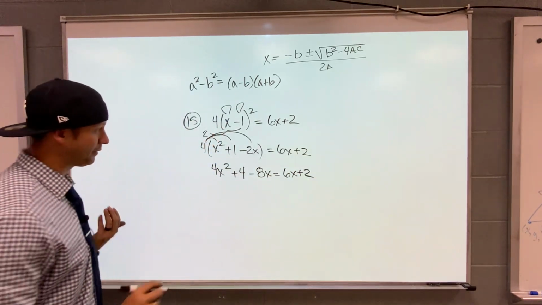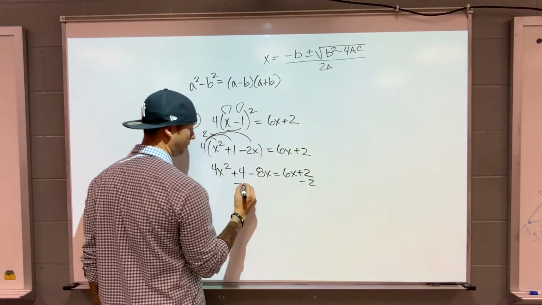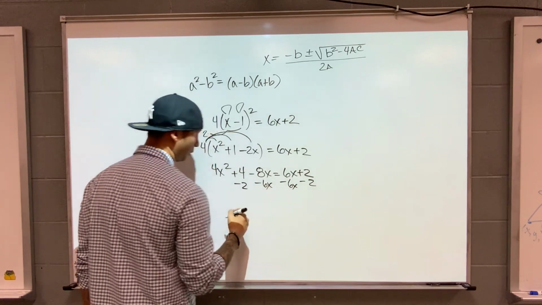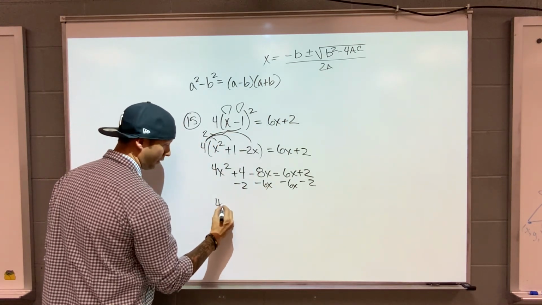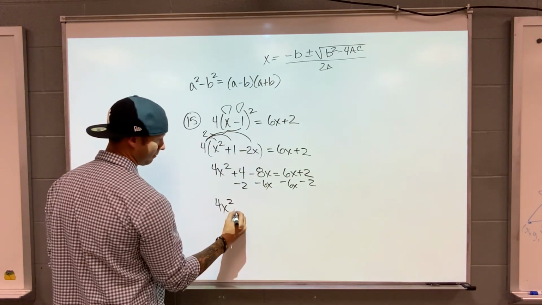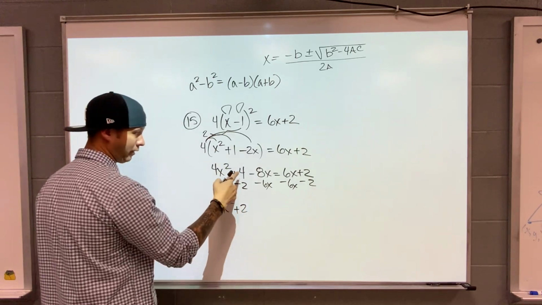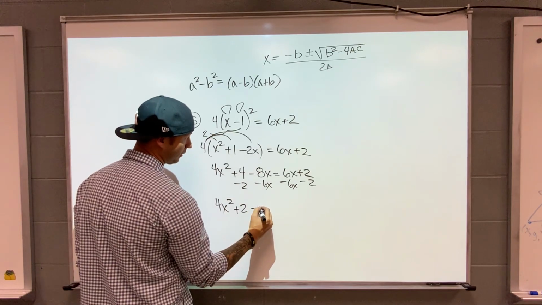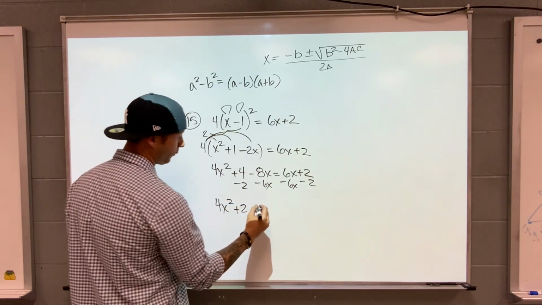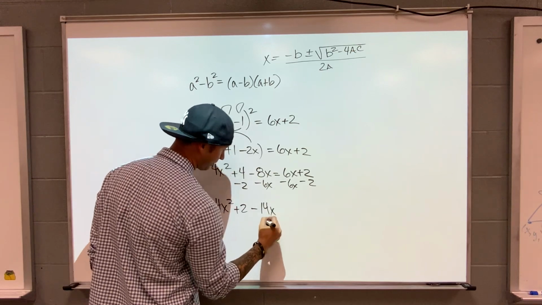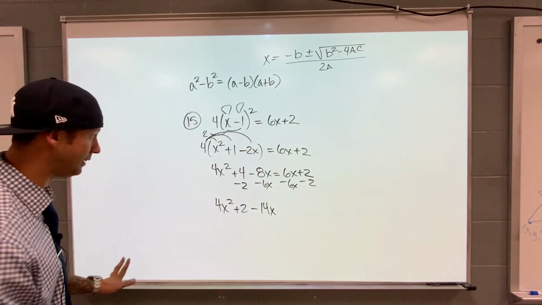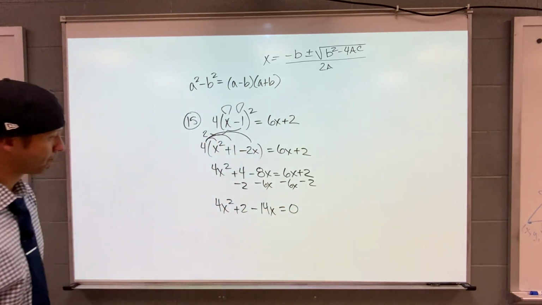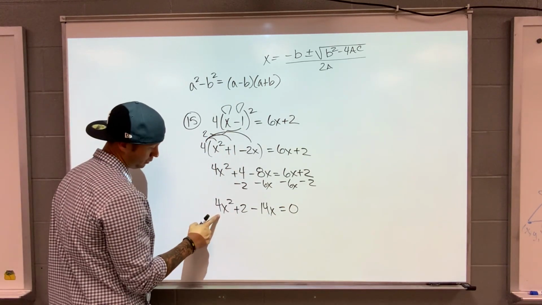Move everything to the left. So minus 2, minus 2, minus 6x, minus 6x. So we're going to get 4x squared plus 2, right? Positive 4 minus 2 is 2. This is going to be negative 14x, right? Because 8 plus 8 would be 16. This is 2 less, so 14x, which is equal to 0. It's out of order, but that's okay. We're smart. We can figure this out.